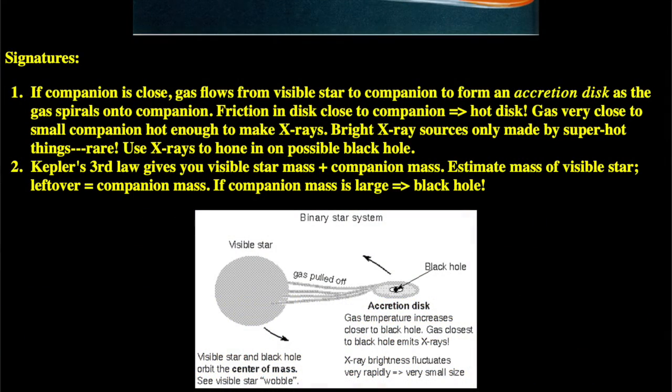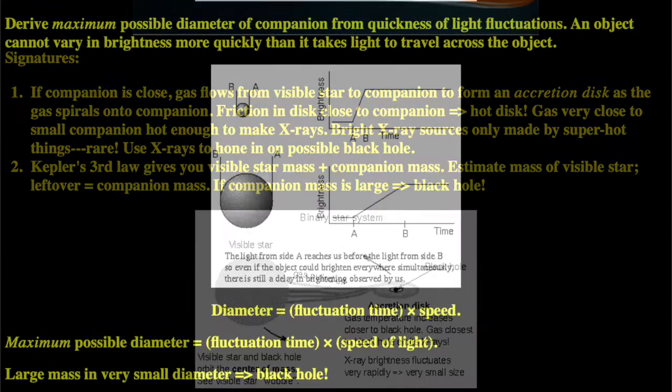We look at the motion of the visible star to see how quickly it and its companion orbit around the center of mass of the binary system. Newton's form of Kepler's third law gives us the total mass of the binary, visible star plus companion. If we know the spectral type of the visible star, we know its mass. The companion's mass then will be the total mass minus the visible star mass. If the companion mass is larger than 3 solar masses, it must be a black hole. In fact, all of the black holes we have found are at least 5 solar masses.